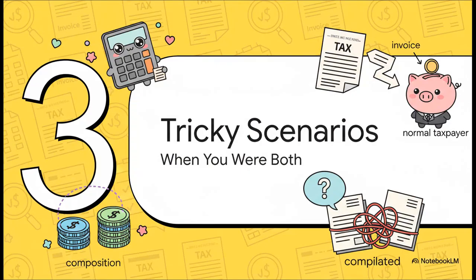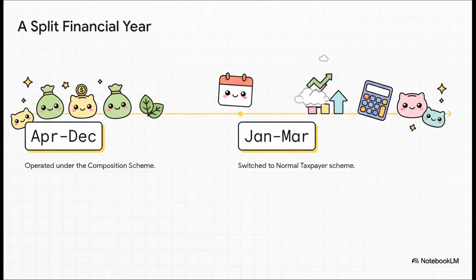But here's where it could get a little tricky. What happened if you switched teams mid-year? You were a composition dealer and a normal taxpayer, all within the same 12 months. So picture this. Let's say your business was cruising along under the simple composition scheme for the first 9 months. But then, for that final quarter, you switched over to being a normal taxpayer, maybe because your turnover got too high. So how on earth did you file your annual return for that year?